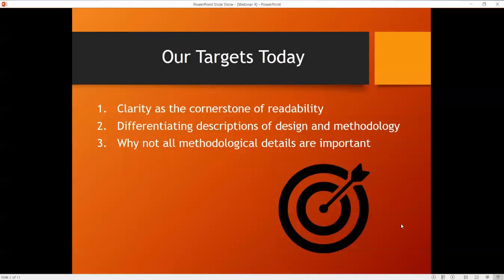Or to put it in a slightly different way, why not all details given in the methodology section are actually methodology. Once again, this might seem obvious to you, but it's an easy thing to fall into, and it's an easy thing to pick up, and reviewers do pick up this sort of thing. Thesis examiners pick it up all the time. Reviewers of journal articles constantly pick it up.